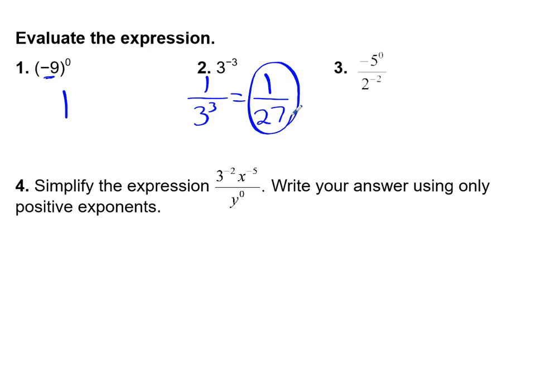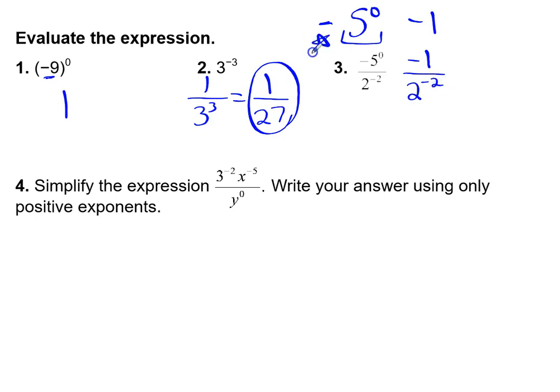With number 3, we need to be very careful. You'll notice that the negative 5 is not in parentheses. So that means the opposite of 5 to the 0 power. And what is 5 to the 0 power? Well, 5 to the 0 power is 1, and the opposite of 1 is negative 1. So our result on the top there is negative 1. So we have negative 1 over 2 to the negative 2.